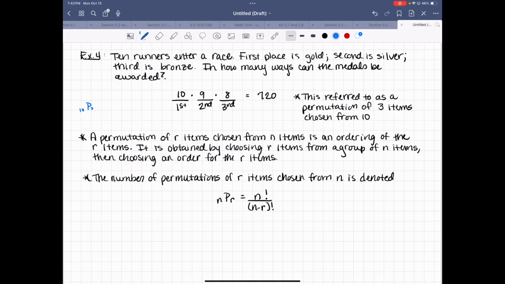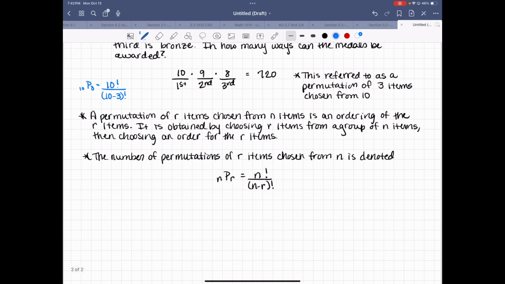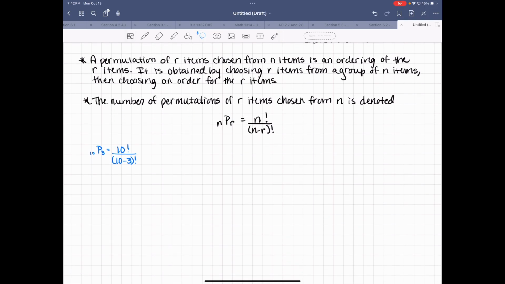10 choose 3 is going to equal 10 factorial over 10 minus 3 factorial. Okay? I'm actually going to circle this. I'm going to put this down here. You guys don't have to write this down. I'm just showing you how example 4 would have been worked.